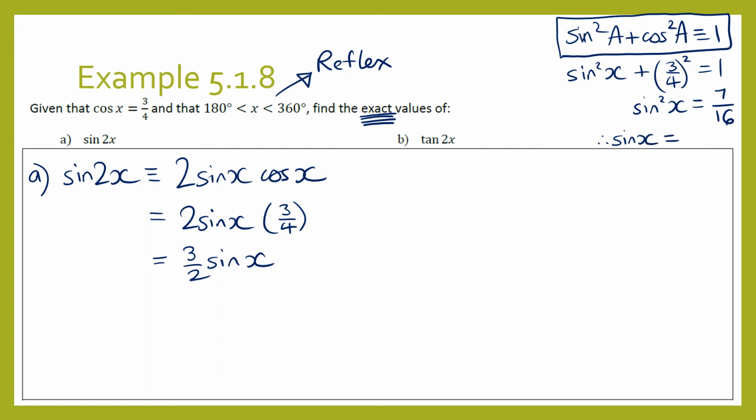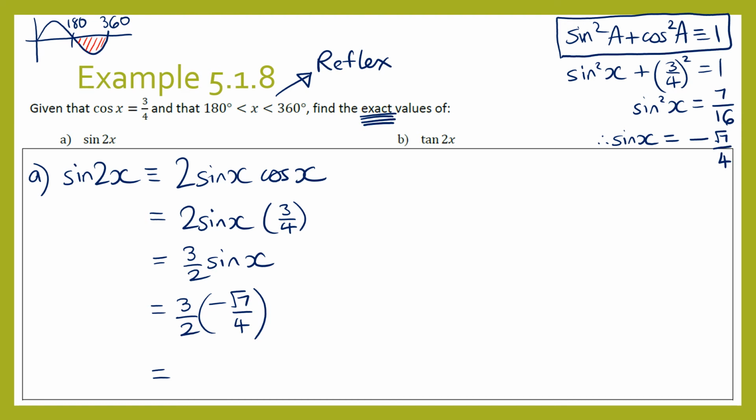Remember what we've been told about x? It's a reflex angle. Think about the sine graph. What do we know about sine of reflex angles? Well, up in the top left-hand corner of the screen is a quick sketch of the sine graph, and you can see from the sine graph that sine of reflex angles is negative. So we want the negative square root here. So it's going to be negative root 7 over 4. So sine x we now know is negative root 7 over 4.